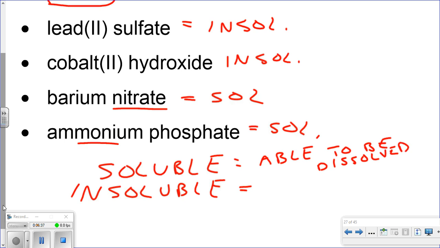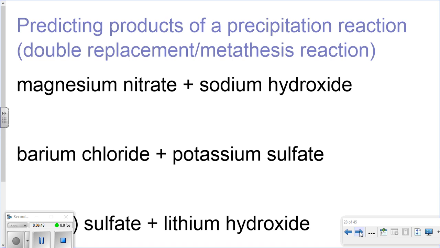And this one's not able. Not able to be dissolved. Okay? Soluble and insoluble. Next. Okay, now here's writing some precipitation reactions.